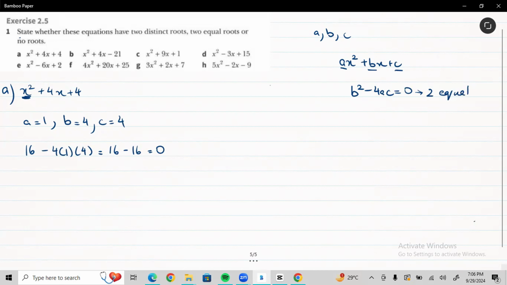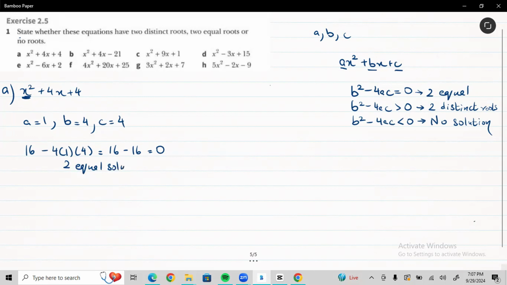Again, I'm going to give a short recap. If b squared minus 4ac is greater than 0, we are going to get two distinct roots. And if b squared minus 4ac is less than 0, we are going to get no solution because it's going to be a negative value. Okay, so right now we are getting b squared minus 4ac equal to 0. So that would mean we are getting two equal solutions for our answer.